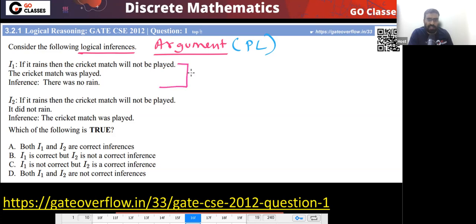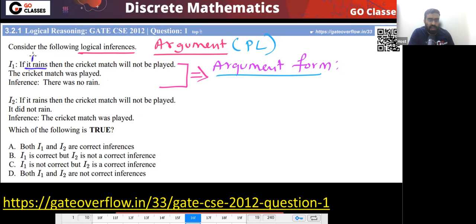First, you will convert this into propositional logic. Yes or no? This is the argument form. You will convert this into argument form. Do you remember? We discussed this argument form. So first of all, you will convert this argument into argument form. This is what we do.